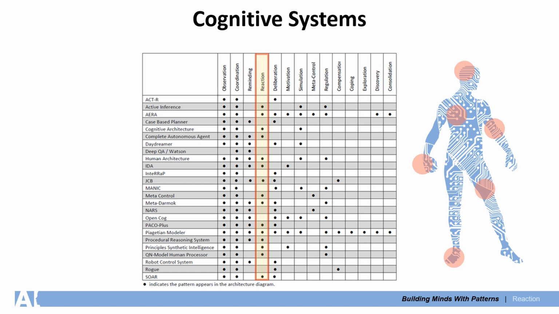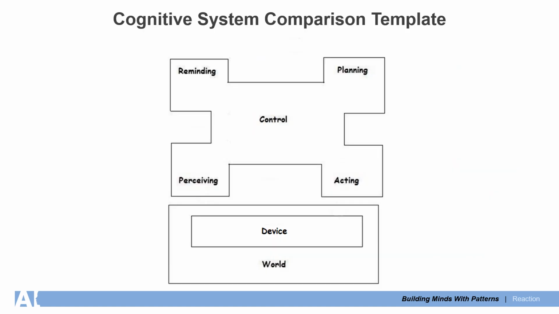Cognitive systems which have the reaction design pattern are highlighted in yellow with a red outline on the cognitive systems chart. In order for us to study cognitive systems, we have to align them so that their elements are comparable. The characteristics among cognitive systems that seem important are the ability to perceive information from the device, the ability to be reminded of prior events and situations, the ability to create, retrieve, select, and execute actions. These general regions are depicted in the comparison template, and the cognitive systems we study will be laid out accordingly.